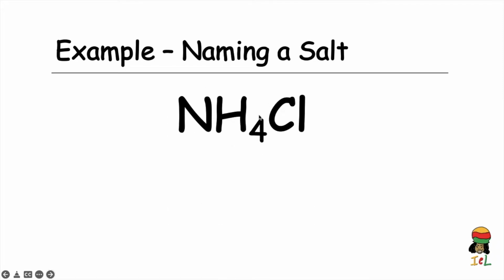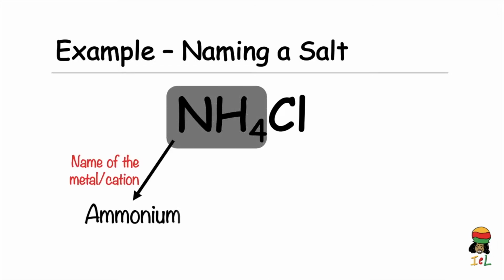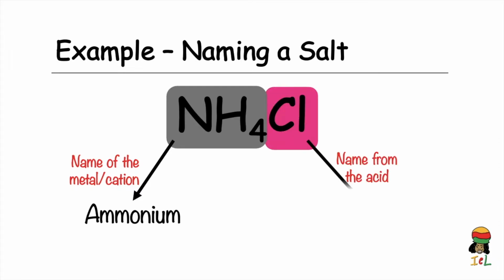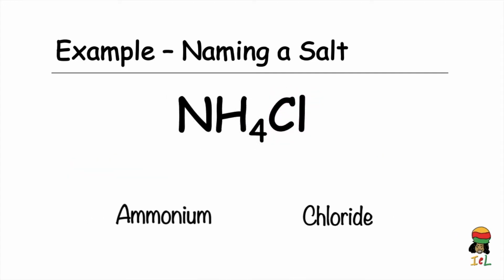Here we have an example with NH4, and as we learned earlier, that is called the ammonium ion. So NH4 is ammonium, and Cl comes from the acid, hydrochloric acid, and we know hydrochloric acid produces chloride salts. So therefore, the name of this salt is ammonium chloride.